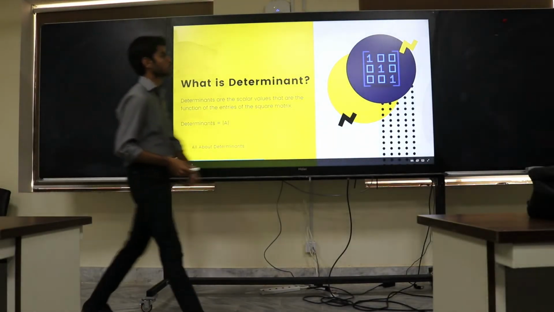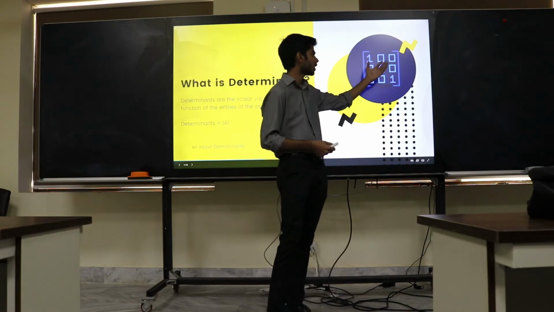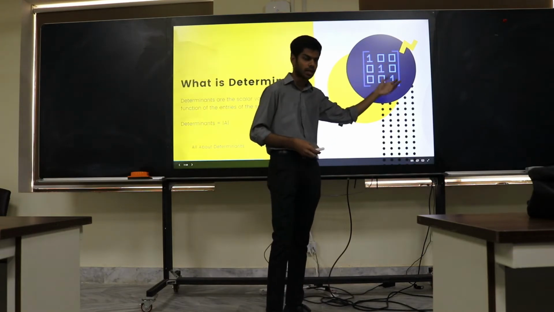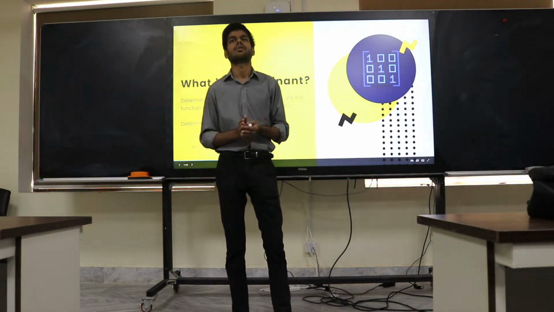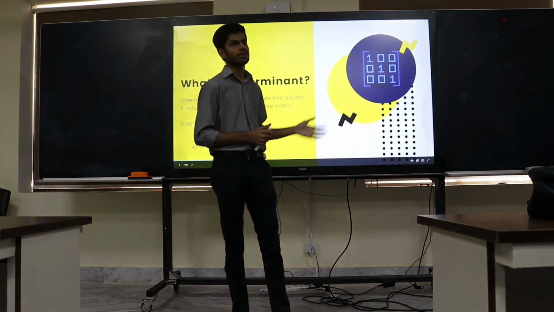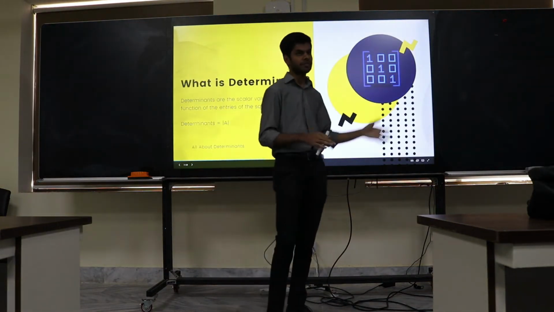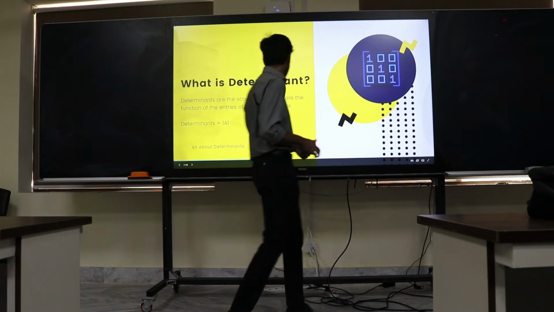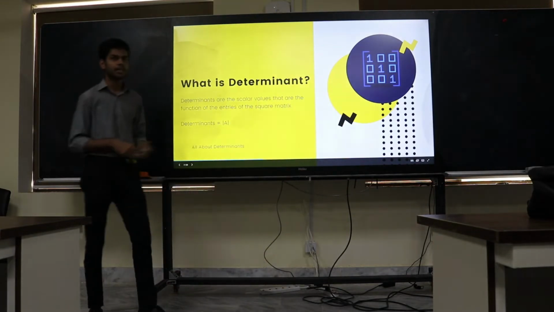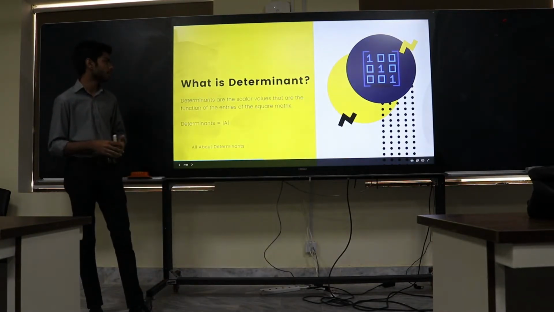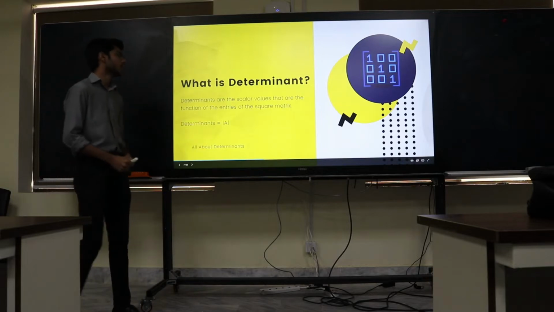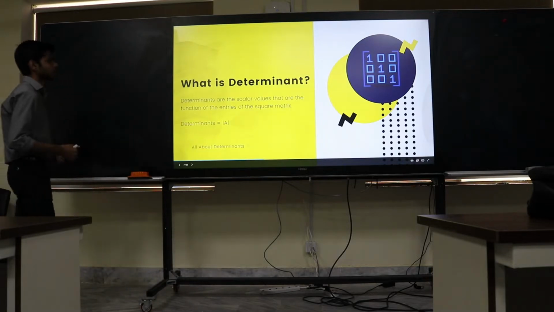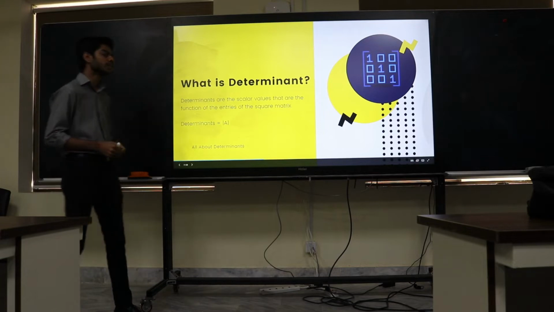We have a matrix. Let's suppose in this picture we have a matrix 1 0 0, 0 1 0, and 0 0 1. Let's suppose the number associated with this matrix is 5. So we can say that 5 is the determinant of this matrix. We will see how we can calculate the determinant of a matrix. But before that, we have the symbol on how to denote the determinants.